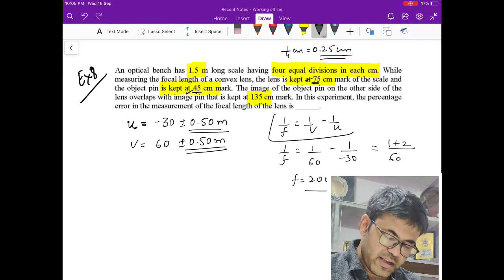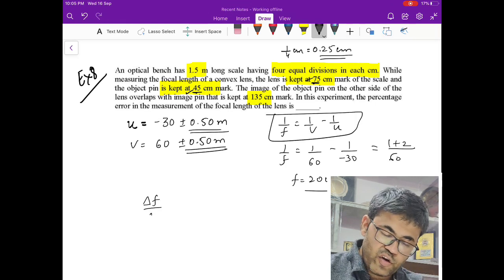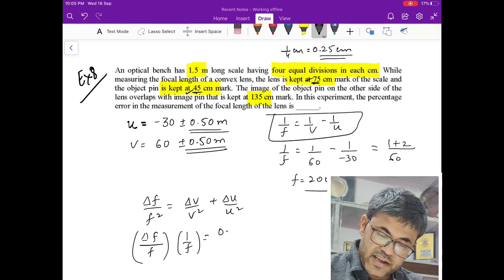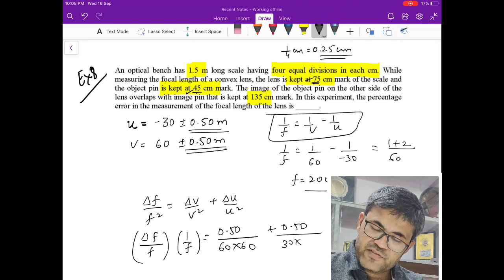Now for error, what we do is differentiate it, and error and error always add up. So delta f by f square, you have done this many times, is delta v by v square plus delta u by u square. So what we can write now, we have to find the percentage error. So I can write it as delta f by f, into 1 by f, is delta v. Delta v is 0.50. v square would be 60 into 60. This is again 0.50. This would be 30 into 30.